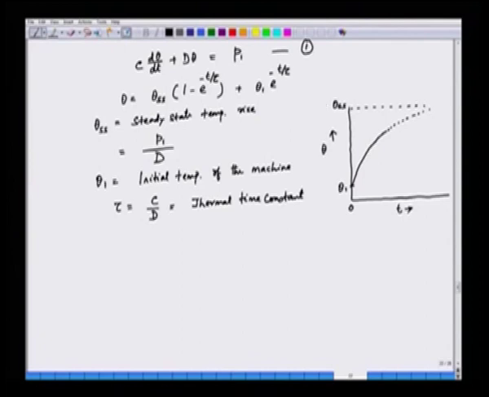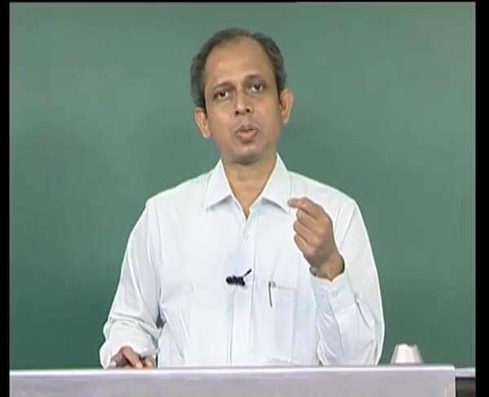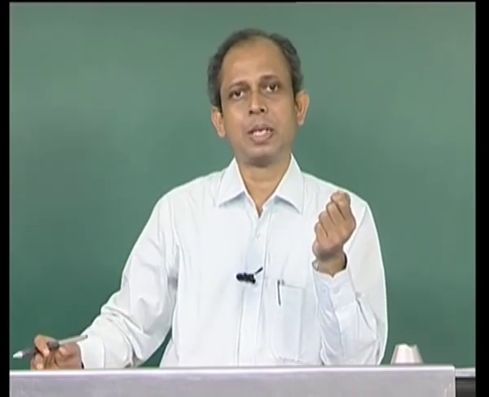And we can see that at t equal to infinity, theta is equal to theta SS. At t equal to 0, theta is equal to theta 1. So, this motor is basically changing from a temperature theta 1 to theta SS. Theta SS is a steady state temperature that could be very high value.